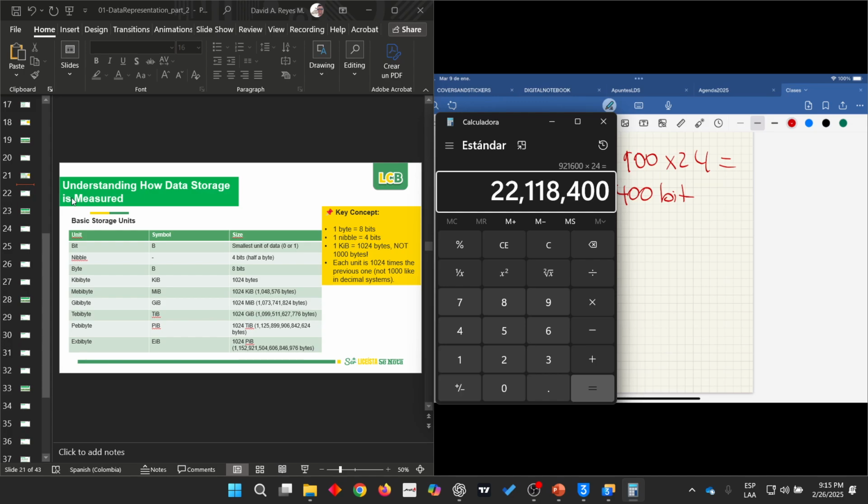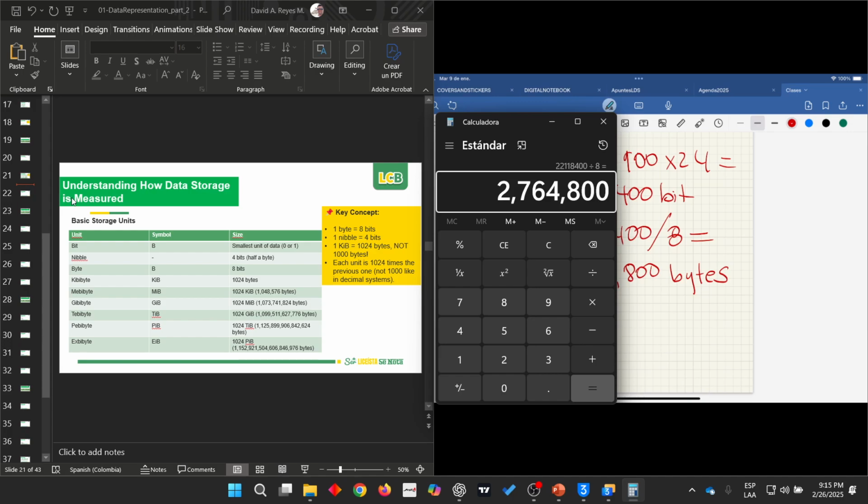So I am going to take the same number, 22 million, and I'm going to divide it by 8. That means this, divided by 8. So now we have 2,764,800 bytes.